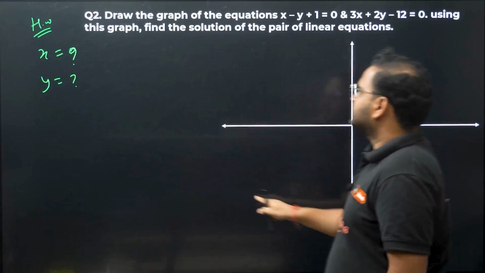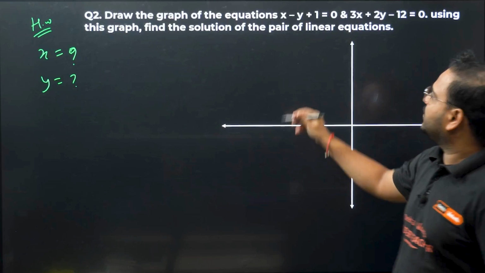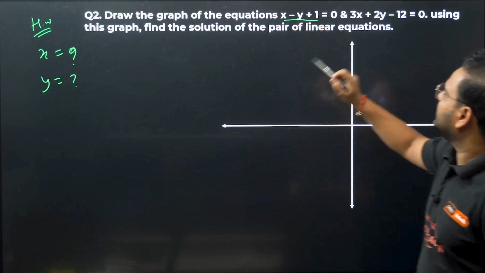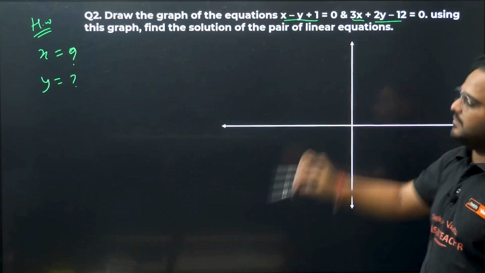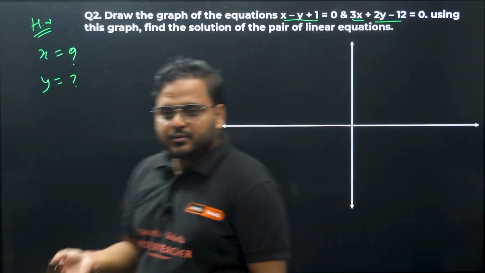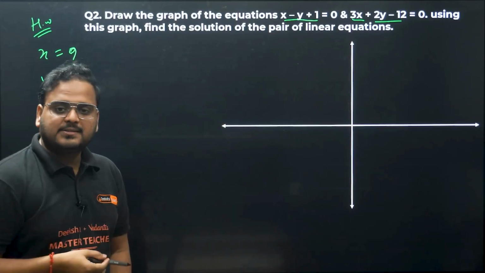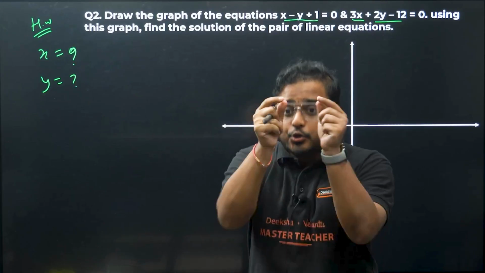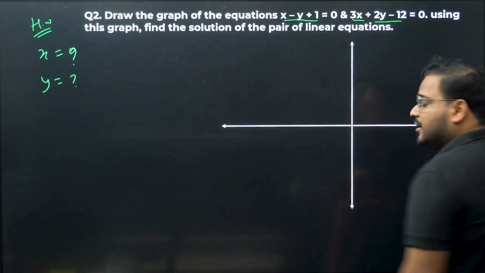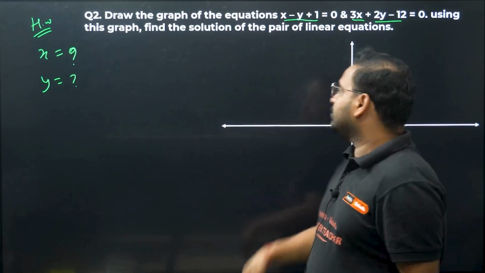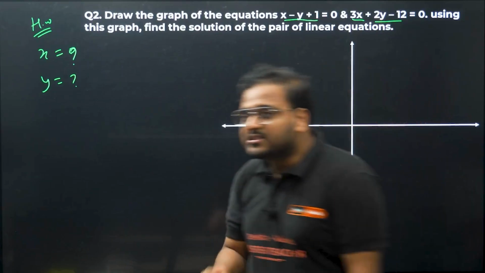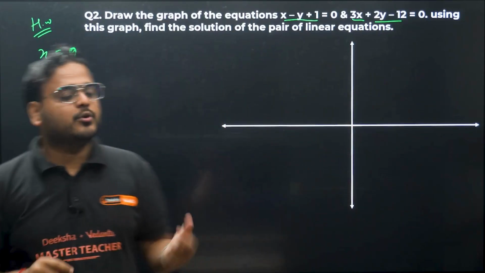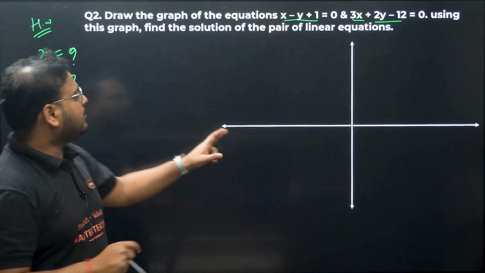Same approach, same method. Okay, what's the equation over here? The equations are x minus y plus 1 and 3x plus 2y minus 12. Use the same given equations. Put x as 0, you're going to get a value of y. Put y as 0, you're going to get the value of x. Use those two points to plot the line for each linear equation. Do the same with the second equation as well. You'll get an intersection. Whatever the answer is, let me know in the comment section. Question number 2 is the homework.